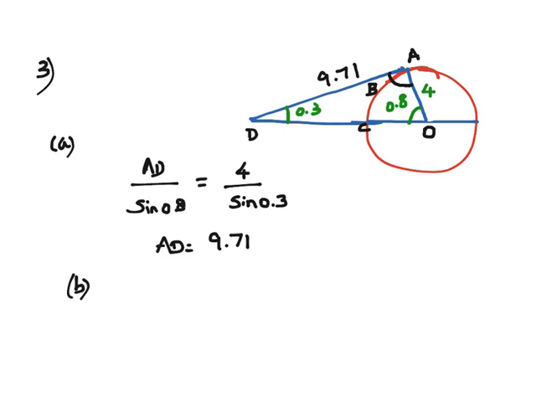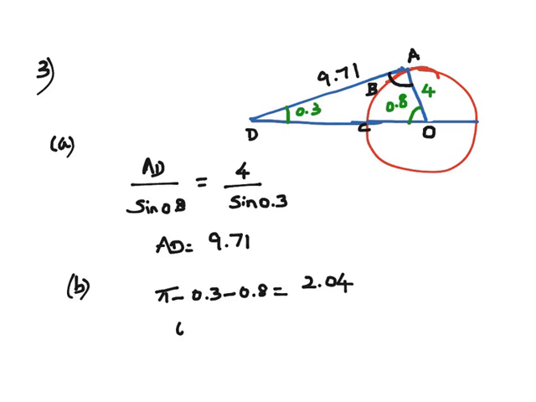You can see that the sum of the angles of a triangle is 180 degrees. That means pi radian, isn't it? So to find that angle DAO, the answer is pi minus 0.3 minus 0.8. If we enter this expression in the calculator, we shall get 2.04. Okay, now I can use the cosine rule.